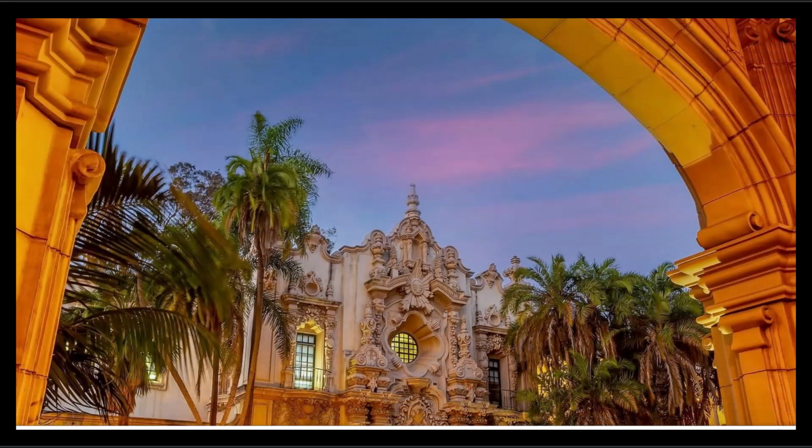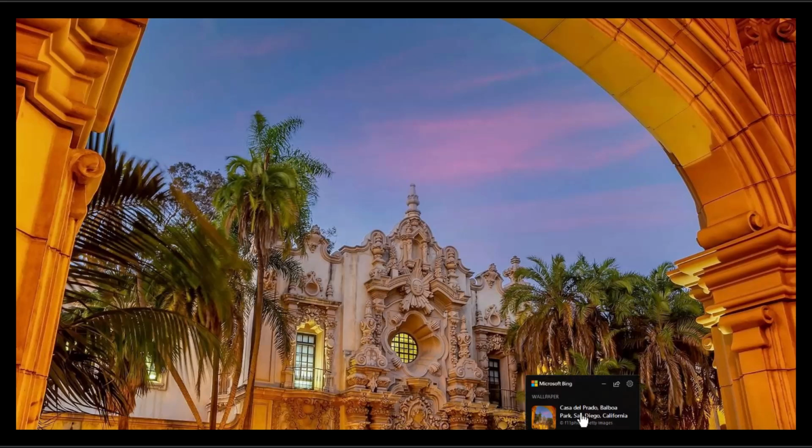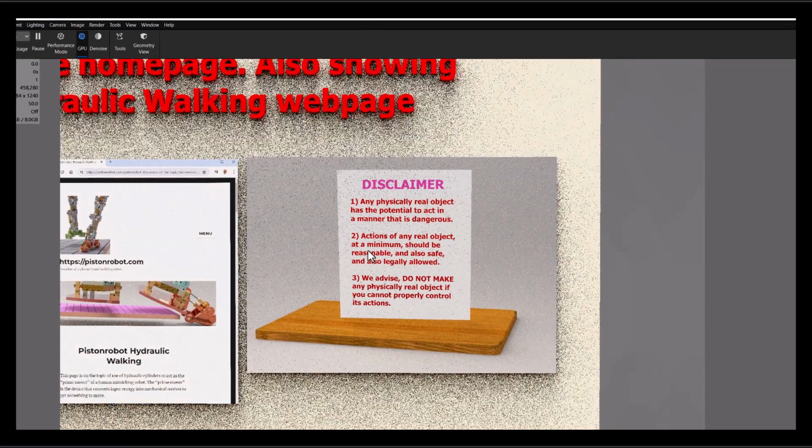And let's see, this is on my desktop. What do we have today? Microsoft changes this. Casa del Prado in California. It would be quite a house to live in, wouldn't it? And we're showing this in Keyshot.